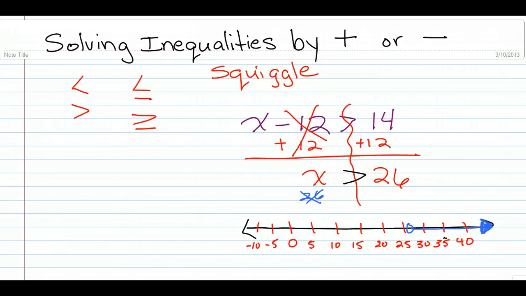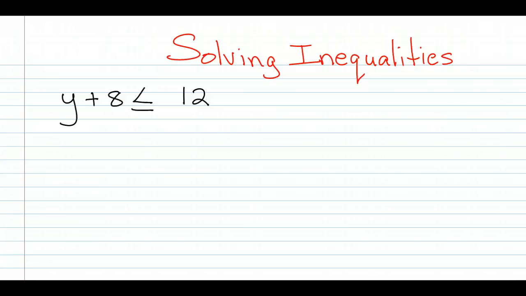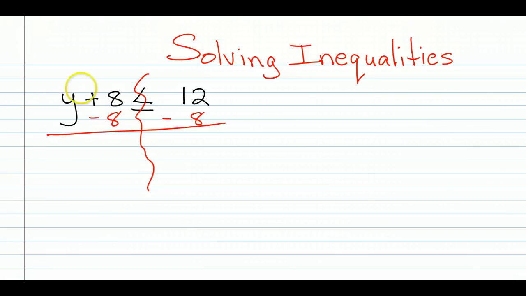All right, let's do another one. Here's our next problem. Y plus 8 is less than or equal to 12. Squiggle, squiggle. We've got a positive 8. We're going to add the opposite, which is subtracting 8, adding a -8. That goes away. And we are left with y, be careful, is less than or equal to 4.